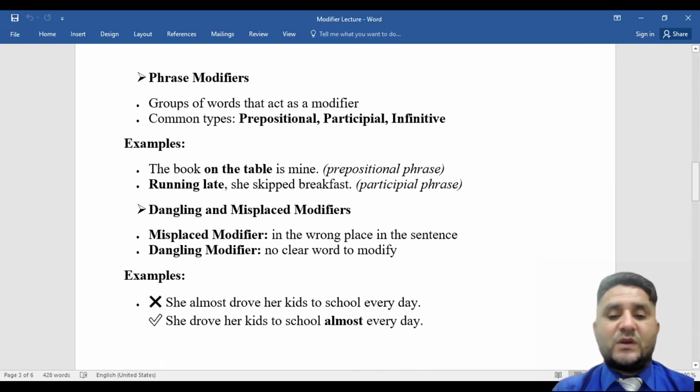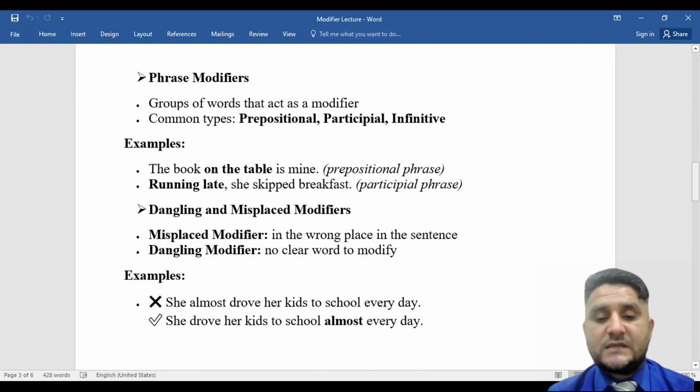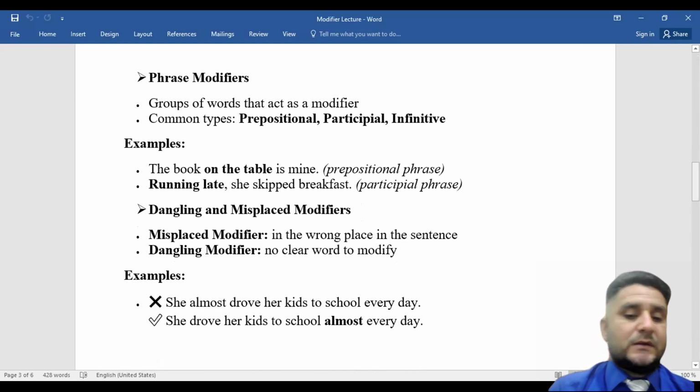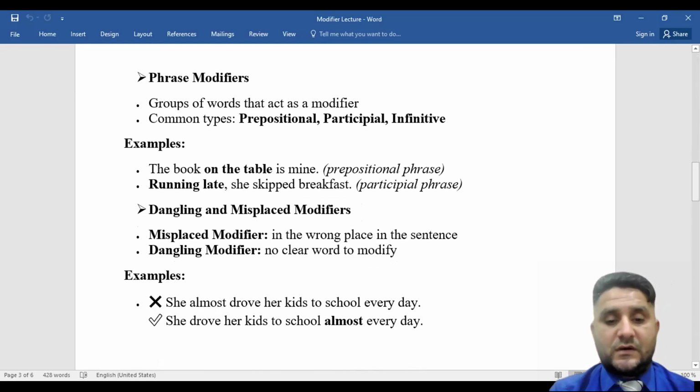Dangling and misplaced modifiers are essential to keep in mind. First of all, a misplaced modifier is in the wrong place in the sentence, placed wrongly, so it's not clear whom it modifies. And a dangling modifier has no clear word to modify. Simply, they are unclear as well.